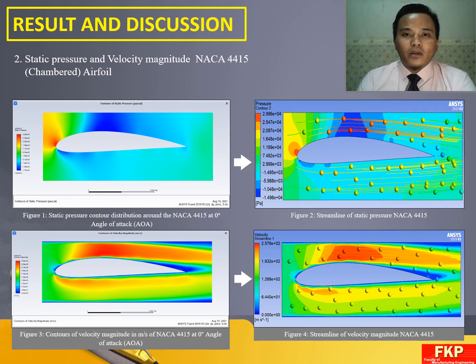As the angle of attack increases, the pressure difference between the upper surface and the lower surface increases, thus causing an increase in the force, which is causing an increase in the lift and drag coefficients. Velocity magnitude of the airfoil is a little higher on the upper surface compared to the lower surface of the airfoil.